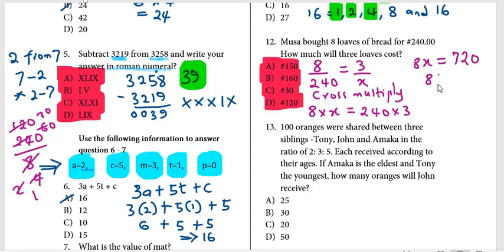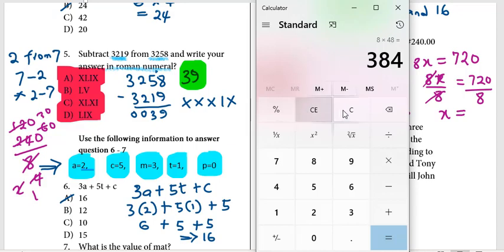So 8x, this is x, divided by 8 is equal to 720 divided by 8. The 8s cancel out, and x is equal to, let's bring in the calculator, 720 divided by 8.